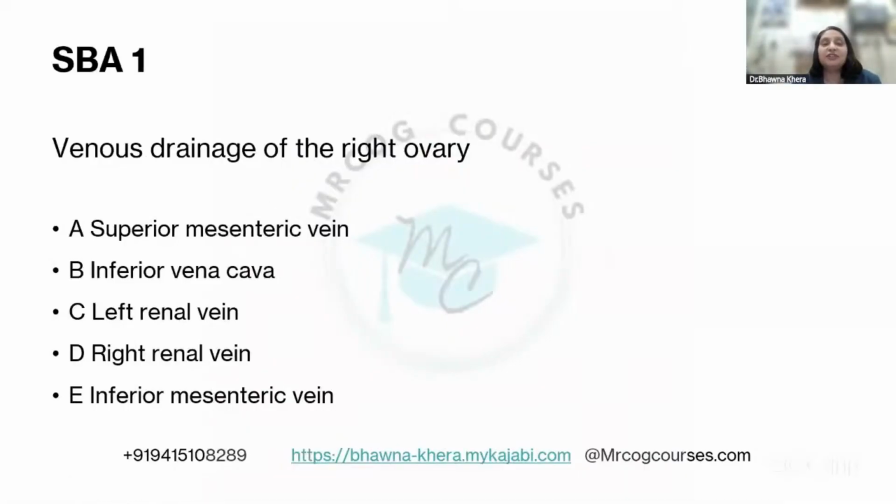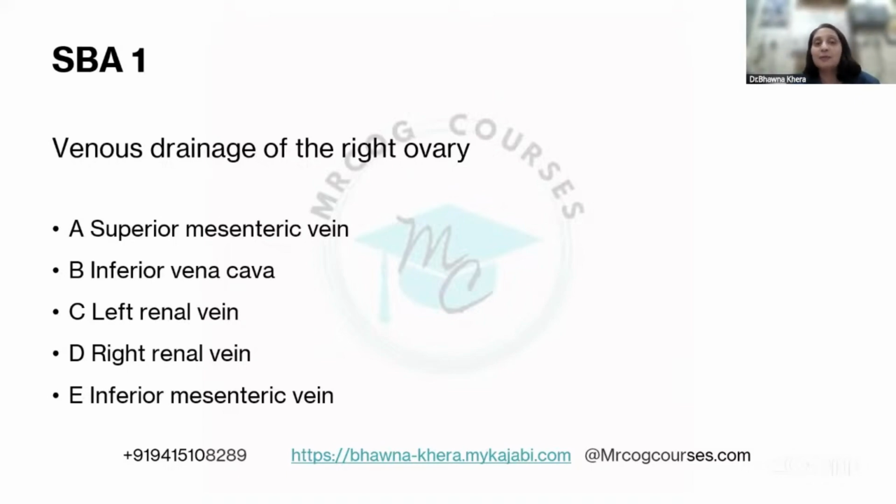My first question: the venous drainage of the right ovary is? Is it the superior mesenteric vein? Is it the inferior vena cava? Is it the left renal vein, right renal vein, or inferior mesenteric vein? It's a direct question. Why is it important? Because wherever there are exceptions, RCOG loves those exceptions, and they are the important exam points.